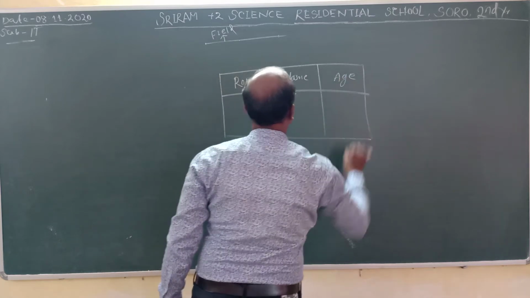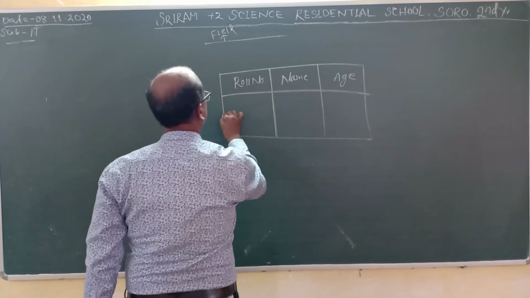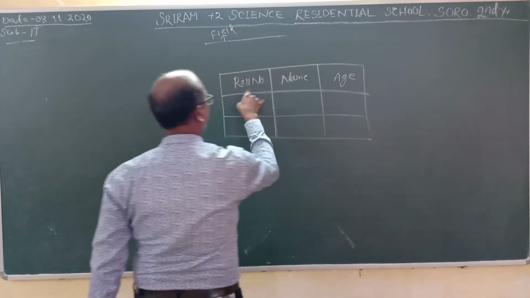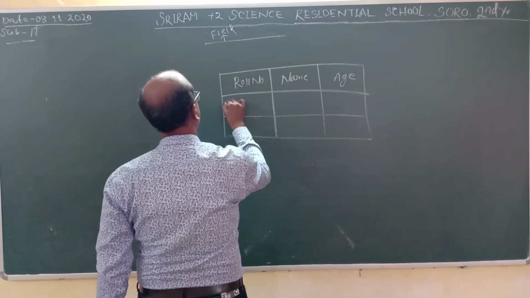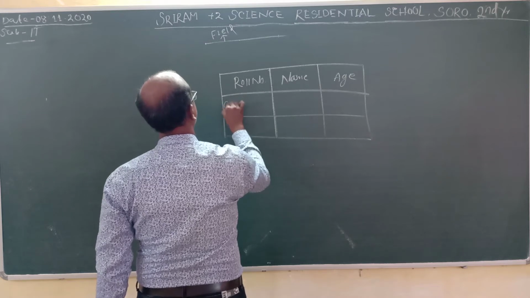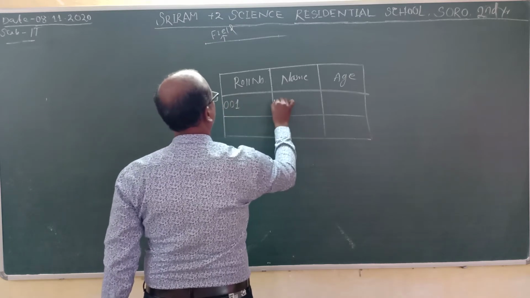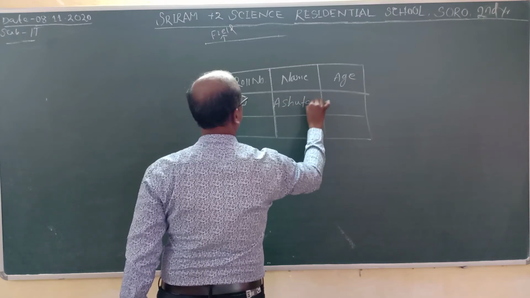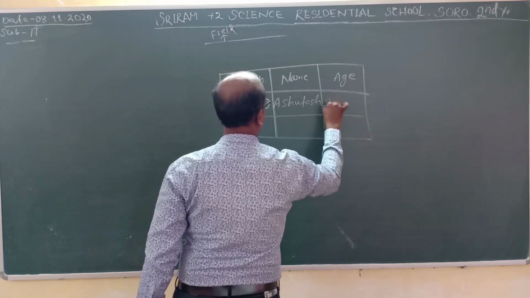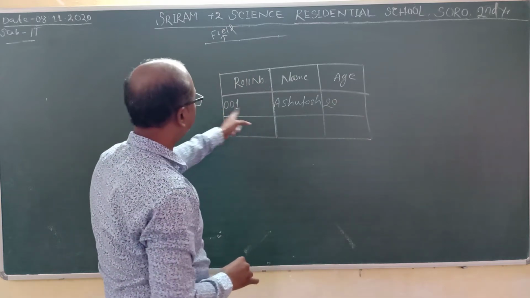And the data generally is in a regular pattern, not a bold pattern. This is the regular pattern data, and it is left aligned. For example, this 001 Ashutosh, 17 or 20. This is left aligned.